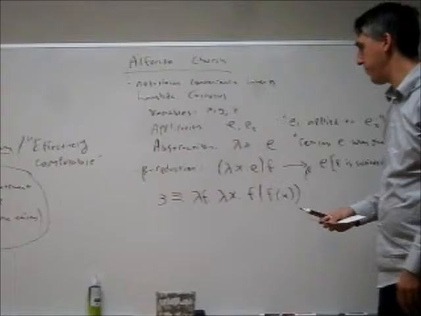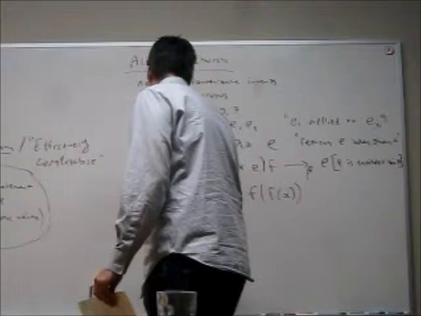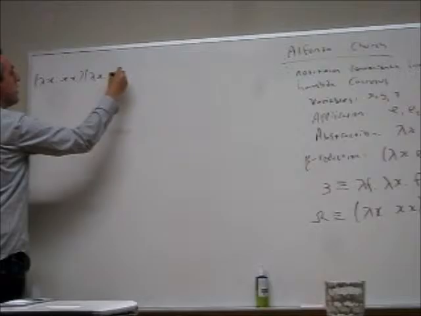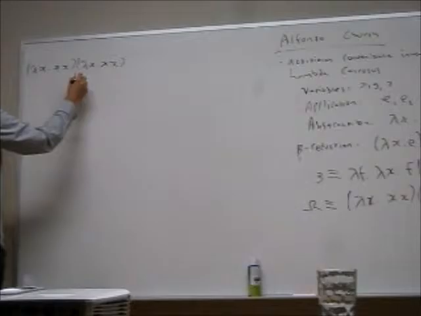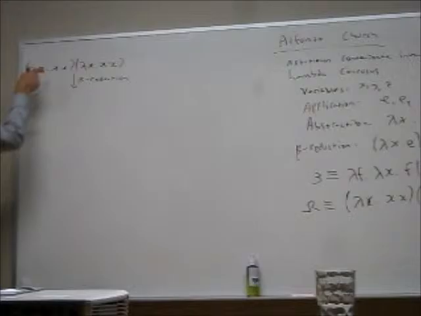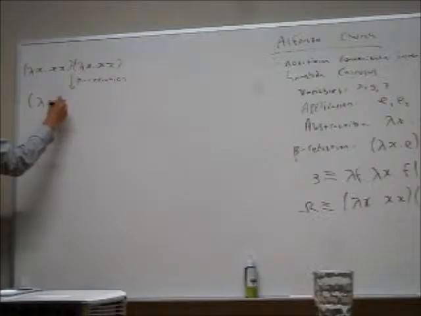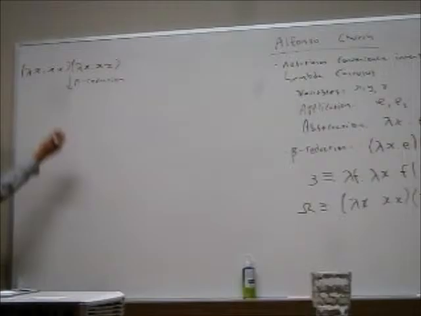Another example, very fun, is how you actually apply beta reduction for lambda x. x x, applied to lambda x. x x. We use beta reduction right in this step. So we take this statement and plug it in there. It actually just reduces to the same thing.